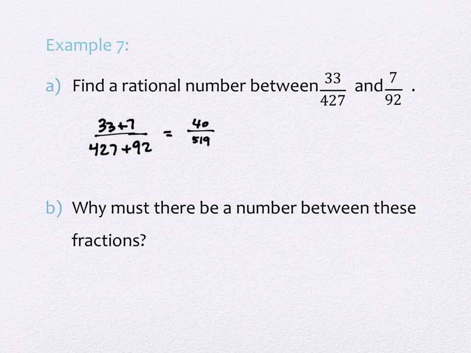So grab your calculator real quick. We're just going to look at some decimal approximations to sort of convince ourselves that this actually created something that worked, right? That's one of those check steps of reasonability. I'd like for you to find a decimal approximation for the three fractions that are here. So approximation for 33 over 427, approximation for 7 over 92, and one for 40 over 519. I don't have this one written down, so I'm going to do it with you.